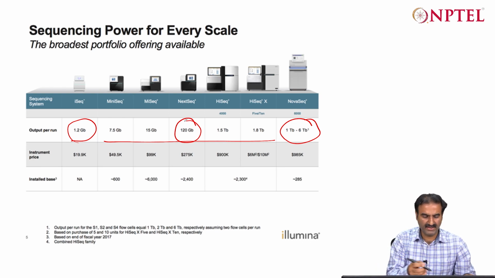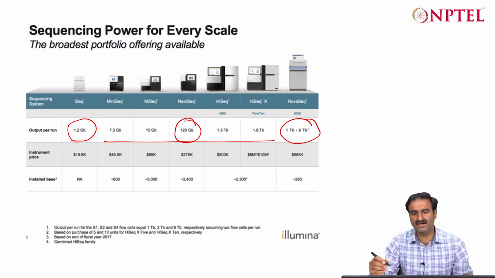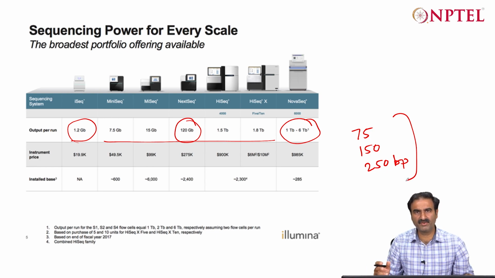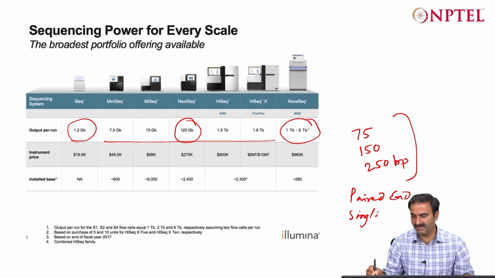The read length will vary from say 75 base pair to 150 base pair to 250 base pair, depending upon the various requirements, and it could be paired end sequencing, or it could be single end. Again, based on the requirement, the user can decide.